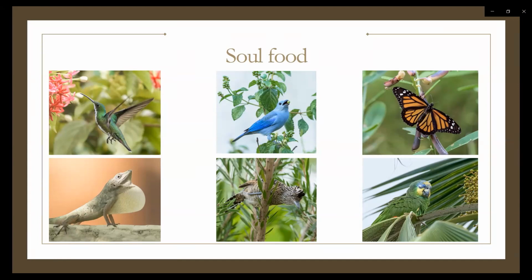Then in the middle there, you see the blue-grey tanager. He's enjoying some berries from the lantana bush, which is just a wonderful bush, and I'll talk a bit more about that later. And then on the right-hand side, you'll see a monarch, a beautiful female monarch. And I love to see those, and I'm always trying to provide more food for host plants for their caterpillars.